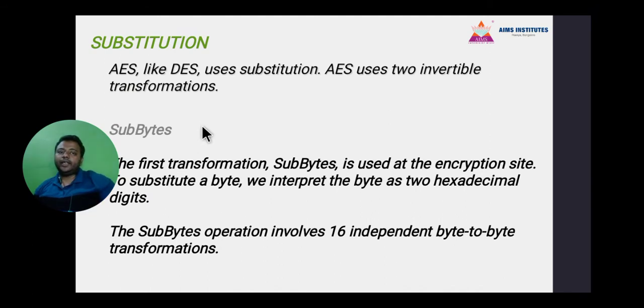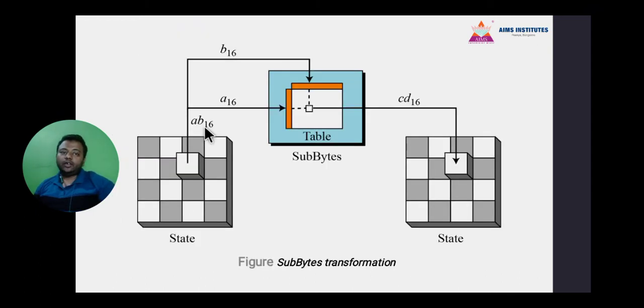It's something like DES where we used to substitute the bytes. The first transformation, sub bytes, is used for encryption to substitute a byte. We interpret the byte as two hexadecimal digits. The sub bytes operation involves 16 independent byte-to-byte transformations. So whatever data I have in sub bytes will be substituted. If I have a byte of data which is AB16, that will be sub byted to CD16.